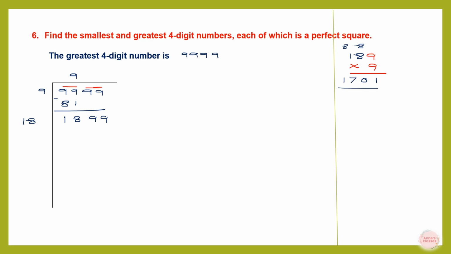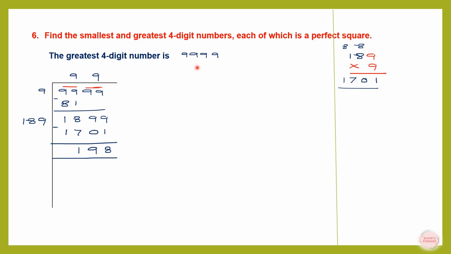So next to the number 18 we put the digit 9 here. Now it has become 189 into 9, 1701. Now let's subtract. 9 minus 1 is 8. Then we have 9. Then 8 minus 7 is 1. 198. So can you see, children, if there is a remainder, that means this number is not a perfect square. So 9999 is not a perfect square.